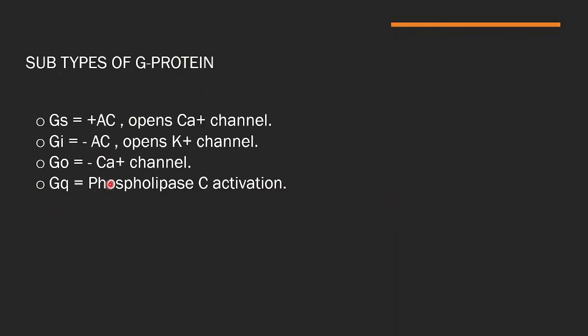These are the subtypes of the G protein. So whenever the receptor is coupled with Gs, which is stimulatory in nature, it will activate the adenyl cyclase and also it can directly open up the calcium channel. Or if the receptor is coupled with Gi, it is inhibitory in nature, so it will inhibit the adenyl cyclase or it will open the potassium channel. If the receptor is coupled with Go, then it will inhibit or close the calcium channel. Or if it is coupled with Gq, it will activate phospholipase C.